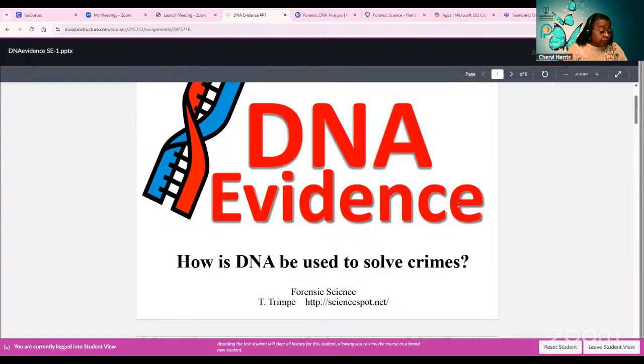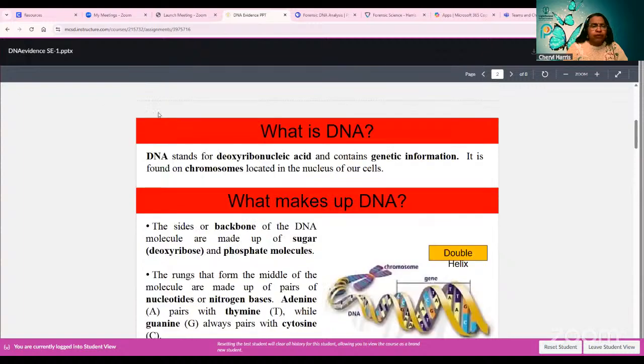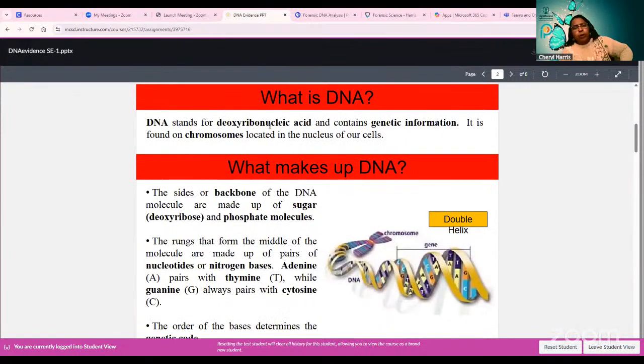All right, so up to now we've talked about what is DNA, and so this one kind of reviews that for you. DNA stands for deoxyribonucleic acid and contains genetic information. It is found in the chromosomes located in the nucleus of our cells. So you kind of have to remember a little biology. Remember, all living things are made of cells. We are eukaryotes, which means we have a nucleus in our cells. There are some cells that don't have a nucleus. Our cells have a nucleus, and inside that nucleus, you have the genetic material called DNA.